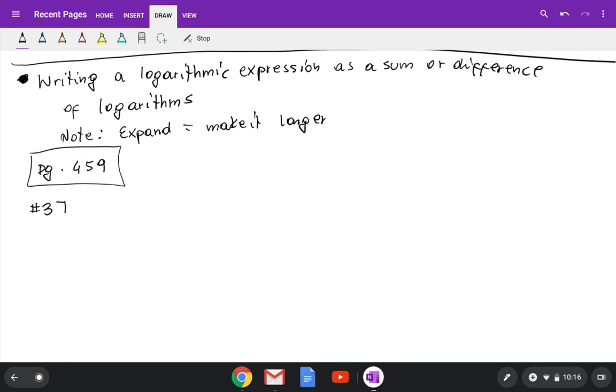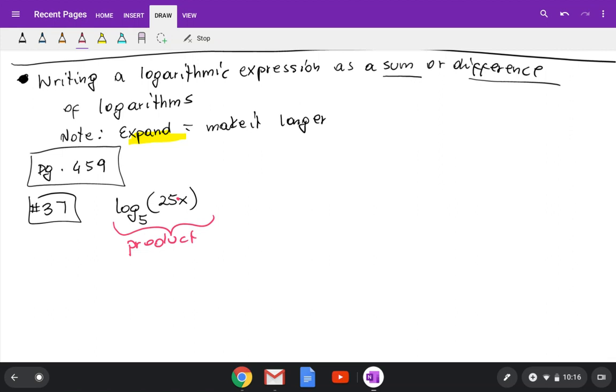So 37, you have logarithm of base 5 of 25x, and that's it. So it's a nice expression. We need to rewrite that as a sum or difference. So technically we need to expand it, make it longer. So first what I see, okay, I see 25 and x. So I know that there's a multiplication between them. What that means, you're ready to use the product property.